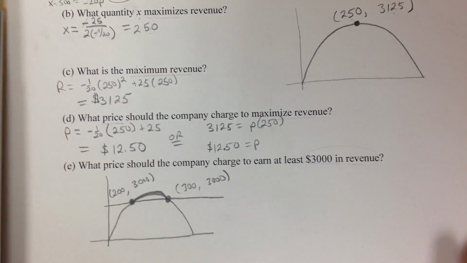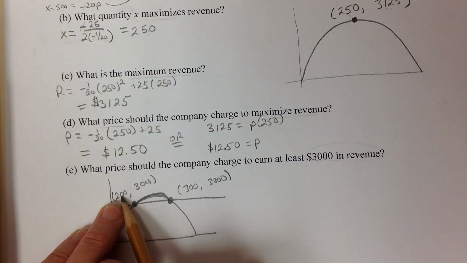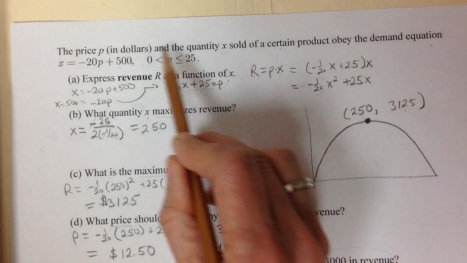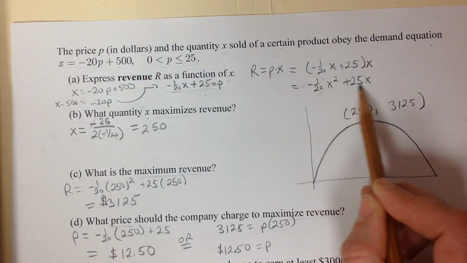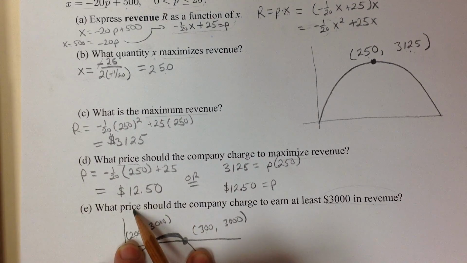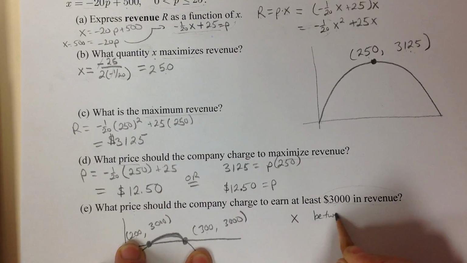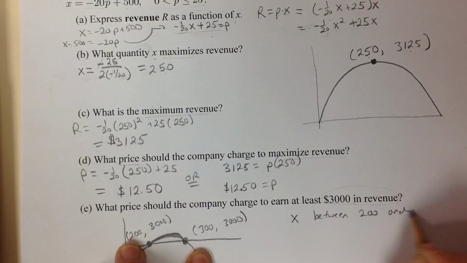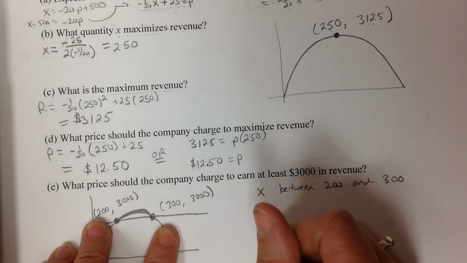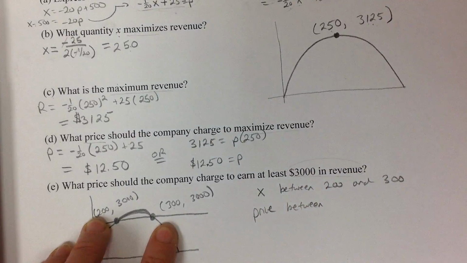Okay, now you got to be careful on how you answer the question. We've found that this is going to occur between x equal 200 and x equal 300. And on what we have graphed, the x value is the same as what we have for our quantity sold. And that's not what it's asking. It's asking us for price, not quantity sold. So I know that the x is between 200 and 300, and again that's the number of things that I'm selling, but I need to find the corresponding price.